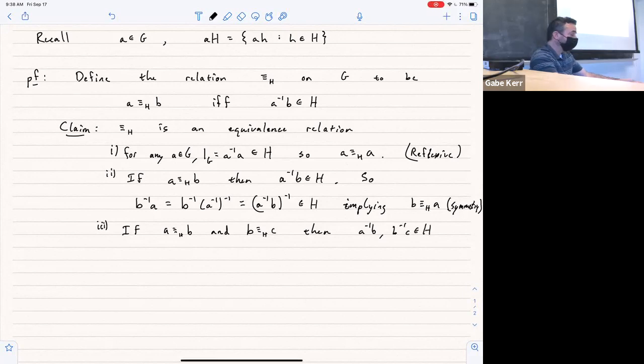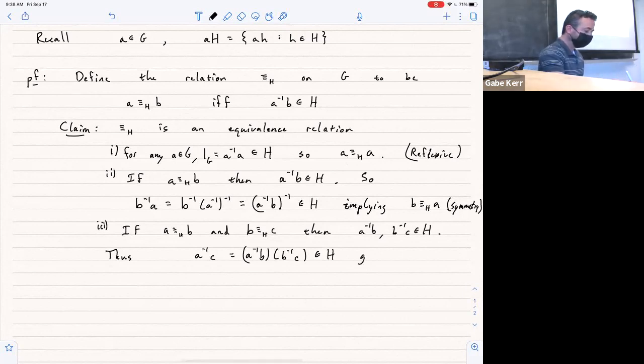We can compose them. In particular, we can just look at A inverse C as the composition of A inverse B times B inverse C. This is in H because the subgroup is closed under composition. Giving A is congruent to C.